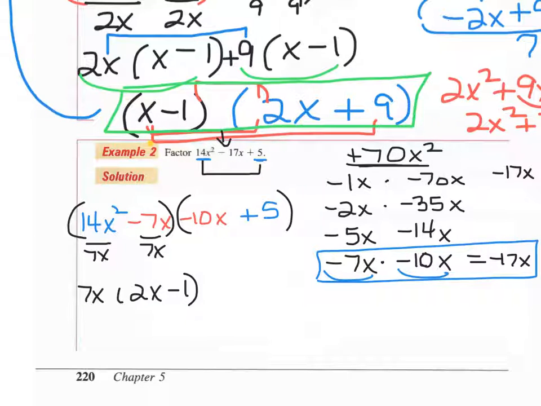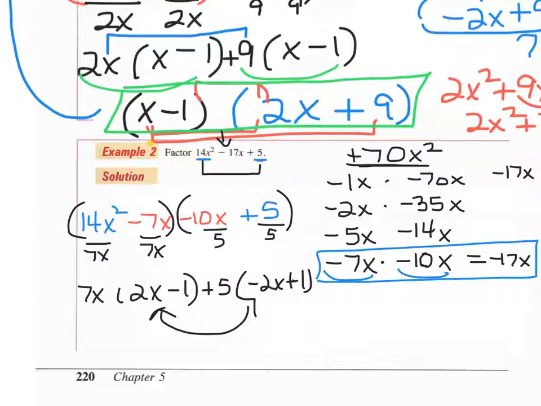And now I need to find a greatest common factor of my second group. Notice it looks like it's 5. But again, remember, watch what happens if I just divide it by positive 5. Notice I get negative 2x plus 1. Remember I told you that when we do this grouping, these two need to look the same. Right now they don't look the same.